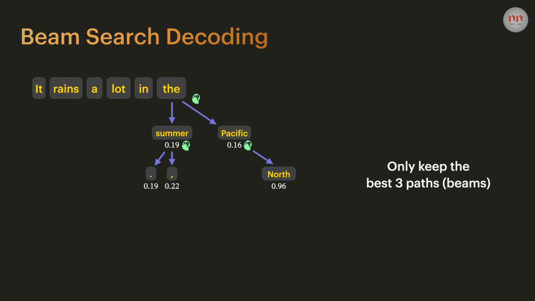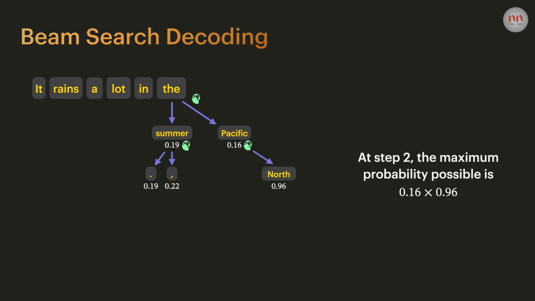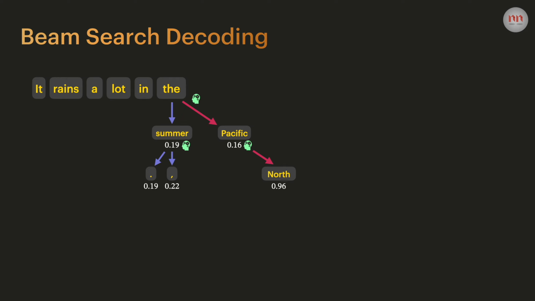By the way, to compute the probability of a beam, we just multiply the probabilities along that path. If we were to stop the search here, we would return the most probable sequence among these 3, which happens to be this one. It rains a lot in the Pacific North. Recall that with greedy search, we found the path with summer, but clearly in the long run, Pacific North turned out to be a more likely generation. In practice, we keep on going until all the beams reach some stopping criteria like the end of sentence token.